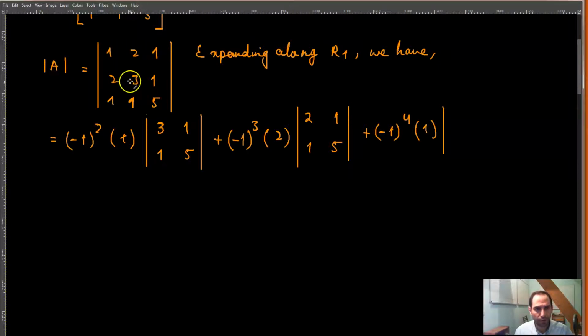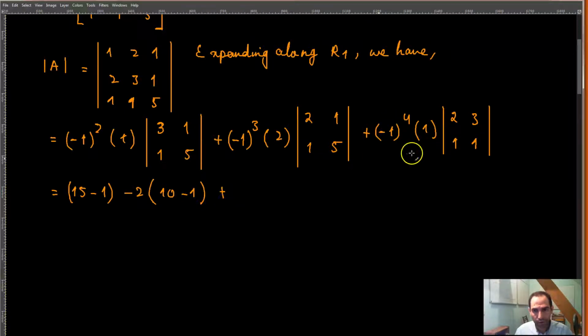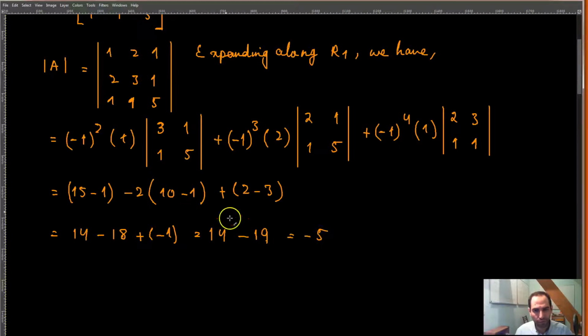basically delete this row, delete this column, 2, 3, 1, 1. And so you have basically 1 times this, which is equal to 3 times 5 is equal to 15 minus 1, which is 14. And that is negative 2 times 10 minus 1, which is 9. 2 times 9 is equal to 18, negative 18. And plus 1 times 2 minus 3, which is negative 1. So 14 minus 19 is equal to negative 5. That is equal to negative 5, not equal to 0.